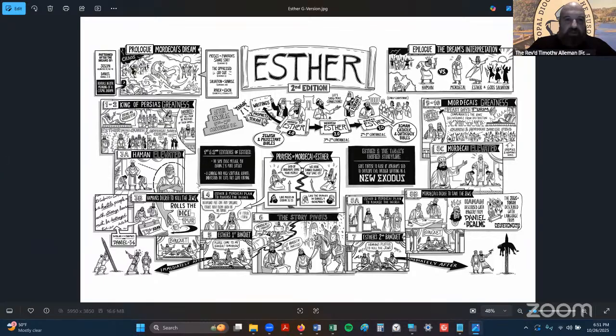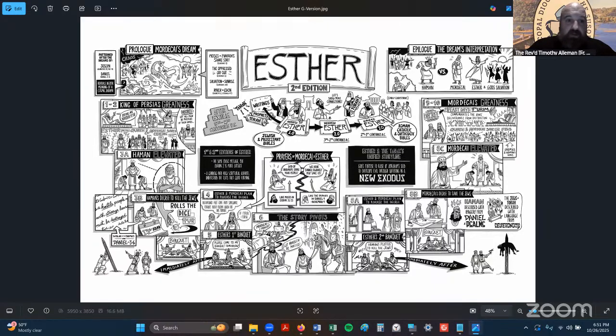And forewarning, by the way, this makes me think of my dad, who always said, "Everything comes full circle." The flow of this chart is in a circle. We start up here, prologue, Mordecai's dream. That's a part that's only in the Greek. We'll end over here in the interpretation of the dream in an epilogue. Again, that's also only in the Greek. Going full circle from starting point to ending point.